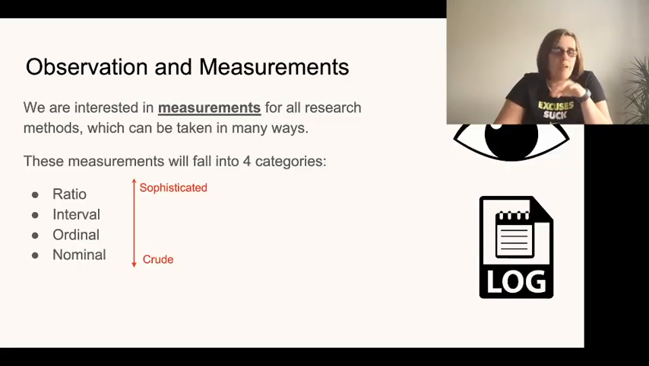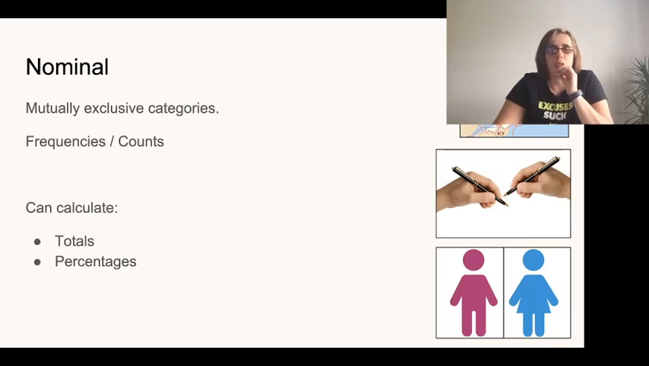And we'll start with N. So nominal is mutually exclusive categories. So that's things like counting how many blue cars go past, counting how many smiley face emojis were sent within the last 3 months. And from that, you can calculate totals and percentages. By mutually exclusive, I mean things like postcodes. You can't live in a DD8 postcode and a KY2 postcode. You have one residence, right?